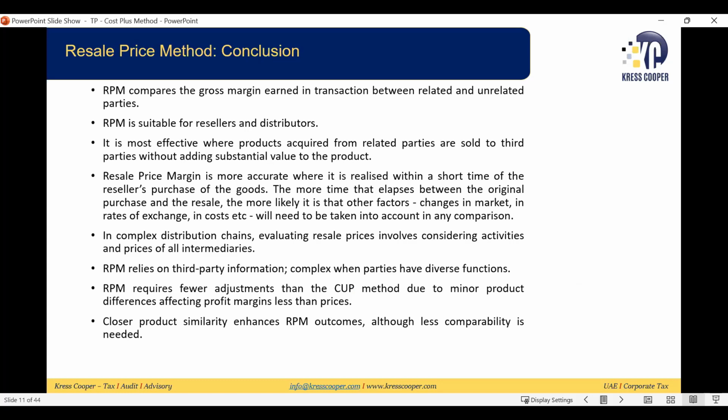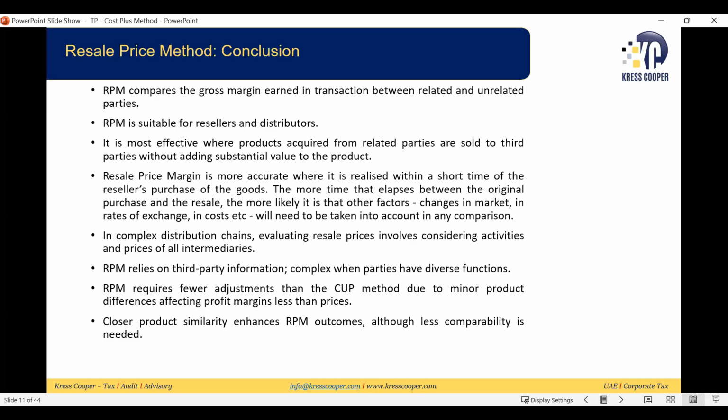difficult to do this. The resale price method is also more accurate if, for example, you purchase the goods and then resell them in a short period of time, and not over a long time, which might be the case if you are using them or further processing them. In that time, there could be changes in the market, in exchange rate or in cost. So then it will be difficult to compare the transaction. And all these factors will need to be accounted for, which again creates complexities.